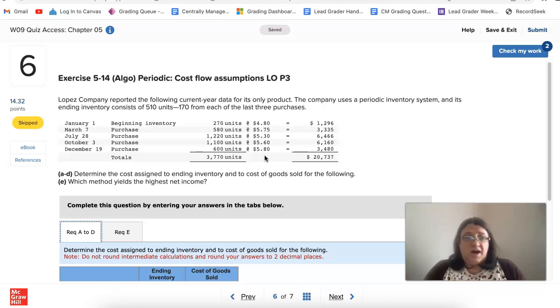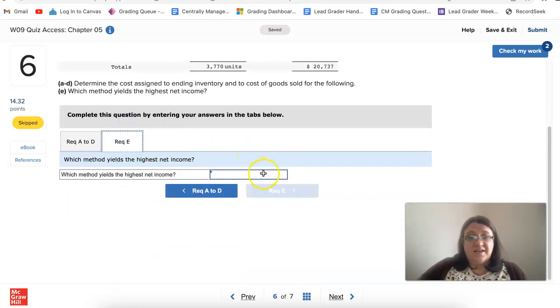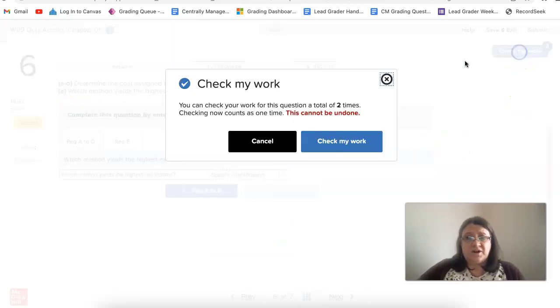And so I thought, well, it might be the specific identification method, or it could be the first in, first out, or the weighted average. So I'm going to go ahead and try the specific identification method. If it is wrong, then I will leave my last check my work, and hopefully those of you who are watching and maybe figure out a better answer there can let me know what it is. Instead of LIFO or specific identification, it would either be weighted average or FIFO. So I'm going to go ahead and take a chance here and try the specific identification. So let's go ahead and check our work.